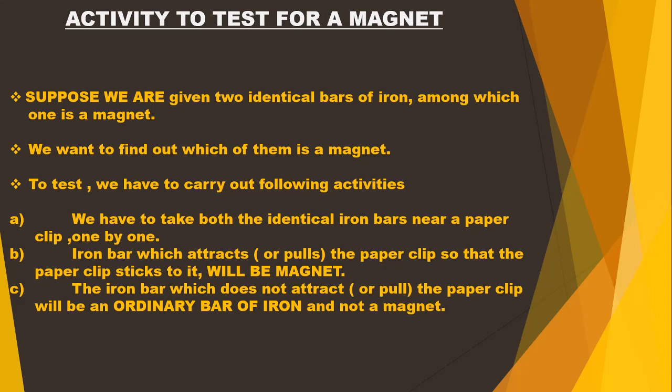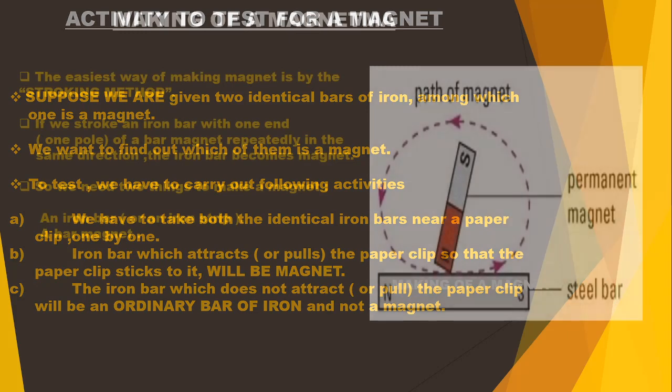So from here we can come to the conclusion that an iron bar does not attract an iron clip, but magnets attract the iron clip. So if you are given two identical iron bars, one having magnetic property, you can identify them easily by using some iron material.